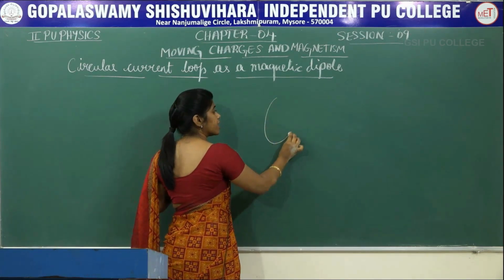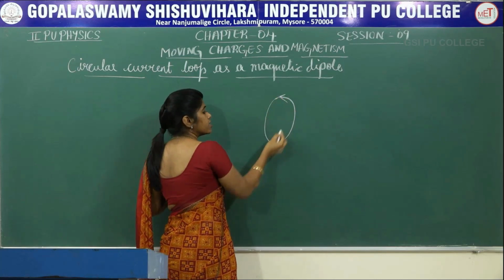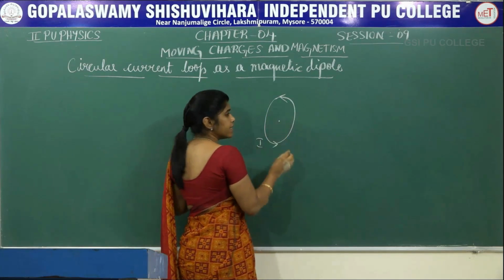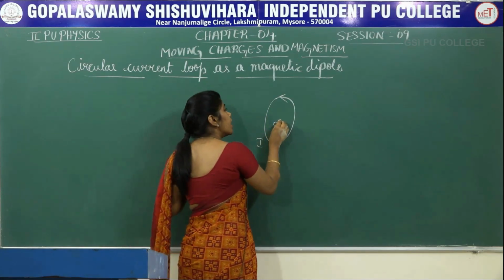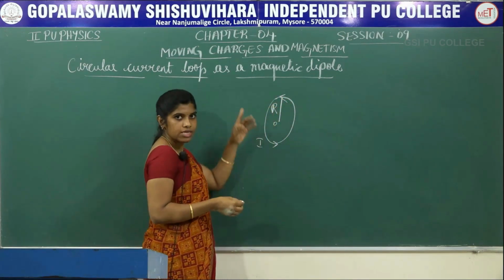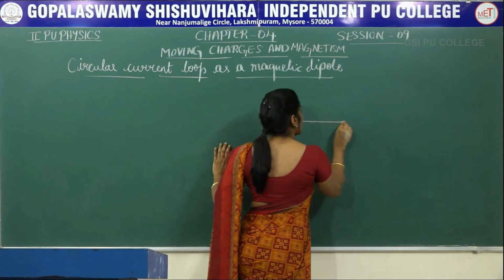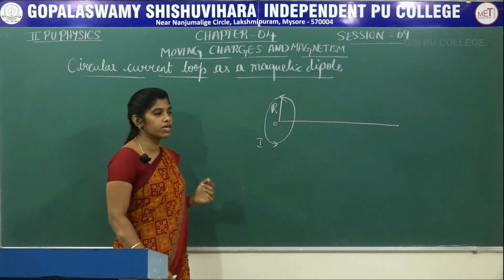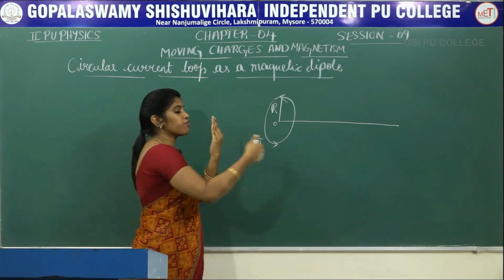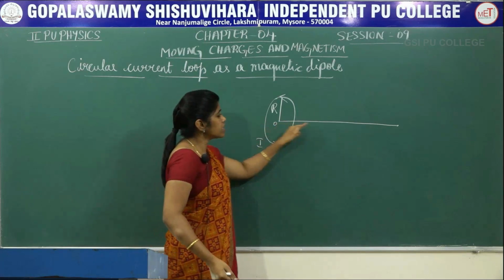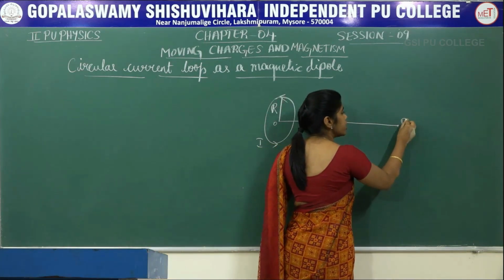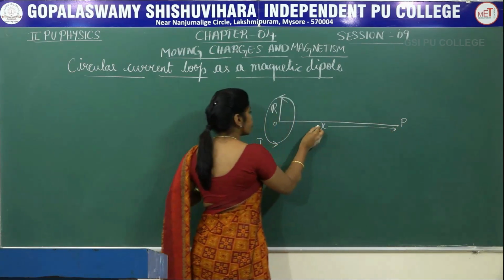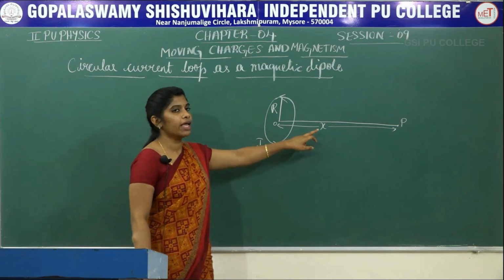If I consider a current carrying conductor, and the current in this conductor is in this direction, anti-clockwise. This is the center, I name it as O, and R is the radius of this circular loop. This is the axis, which is perpendicular to this loop. That is, the loop is facing me and I am going to consider an axis. We will say there is some point P somewhere here on the axis, and this distance from the center of the loop to the point is taken to be x.